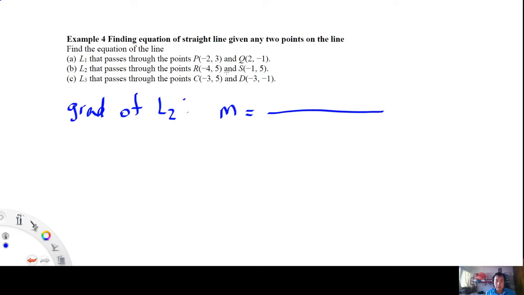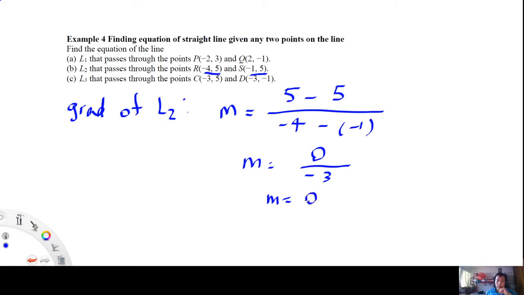Let me designate this point 1 and point 2. Though I think we are going to get something special. So let's follow the formula: 5 minus 5, and then minus 4, because I use this as my first point, minus minus 1. If we calculate this, we see that the bottom is minus 3. But very funny, the top is 0. If the top is 0, that means the gradient is 0. So this line is actually y equals 0x.